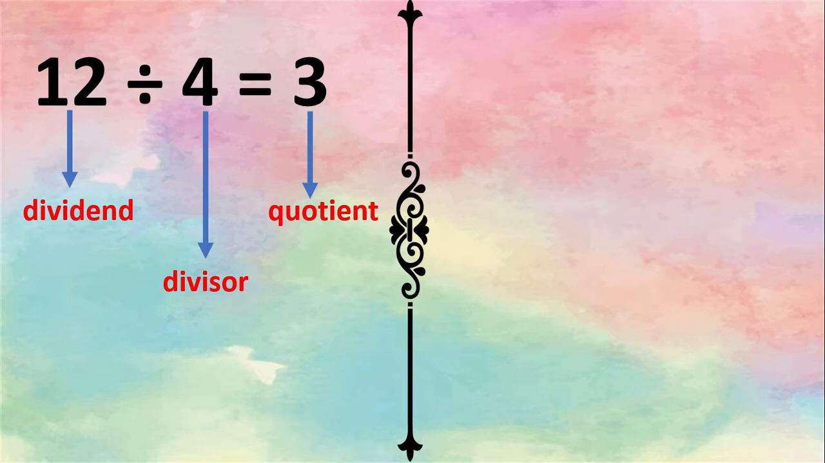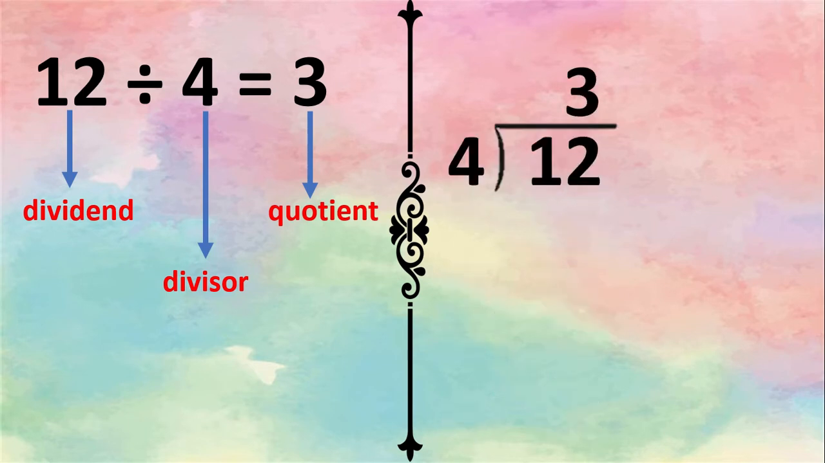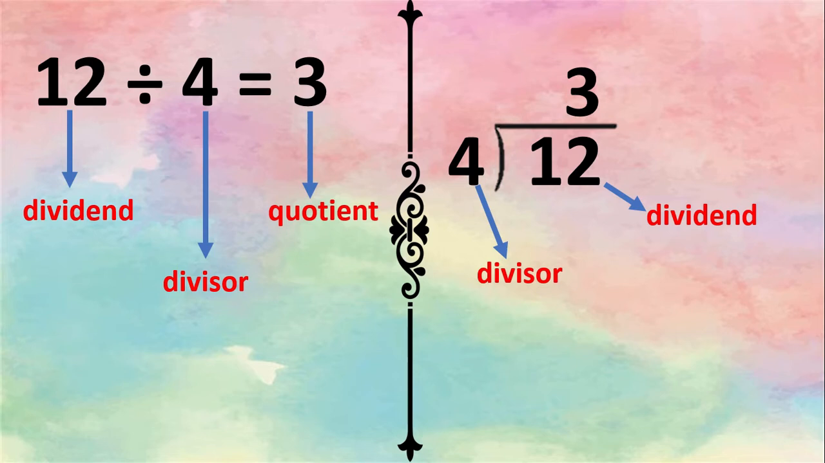So in addition, we have sum. In subtraction, we have difference. In multiplication, we have product. So in division, we have quotient. So this one is in horizontal form. And the second one, we have here the vertical form. So 4 is on the outside, while 12, the dividend, will be inside the root or the division sign for vertical. And the 3 will be above the 12. So that is the quotient.